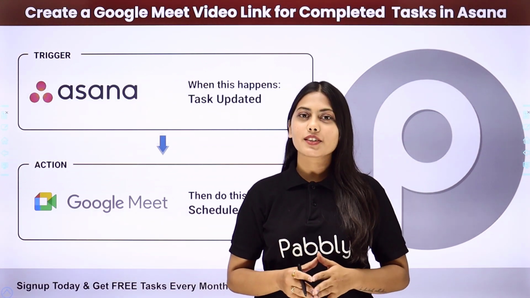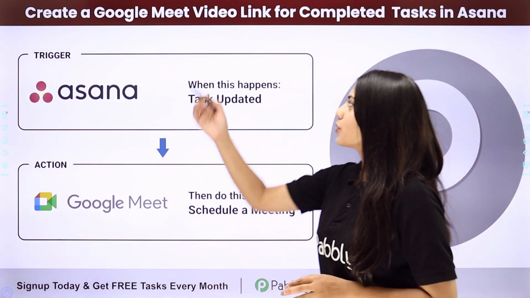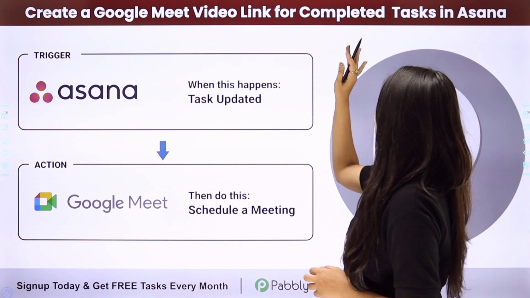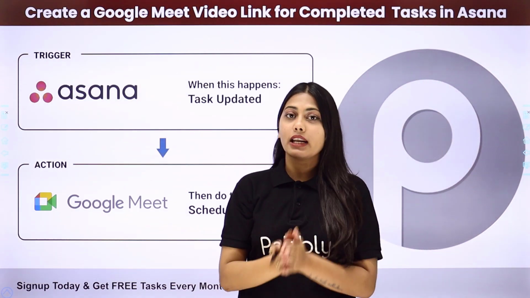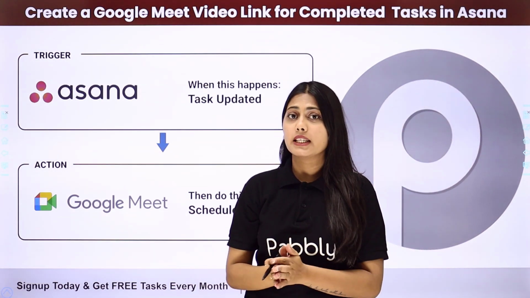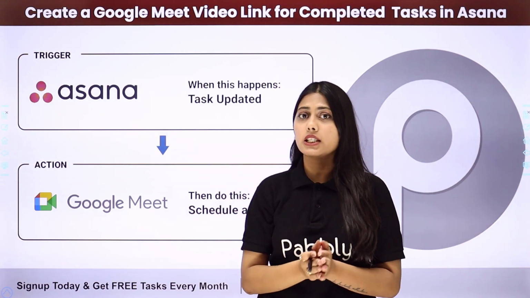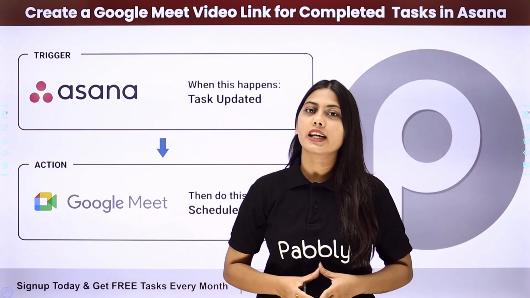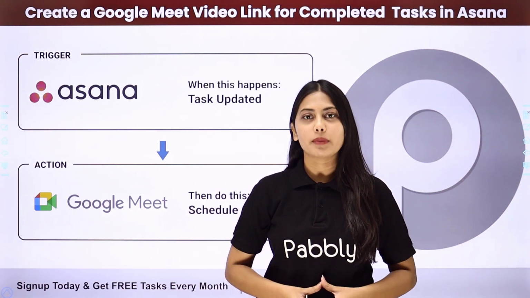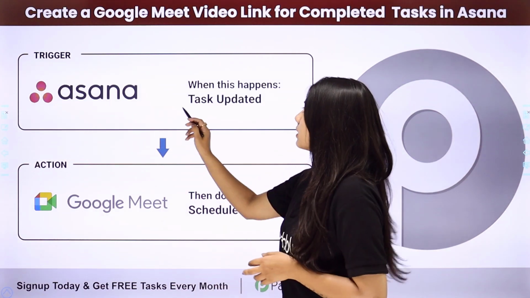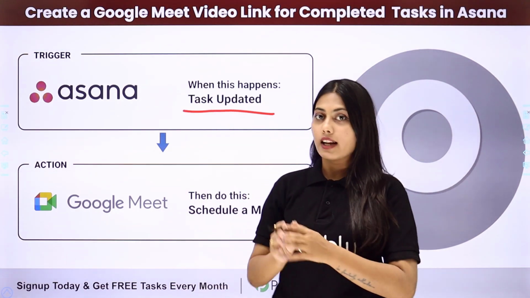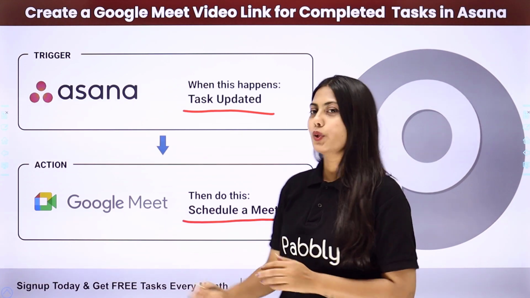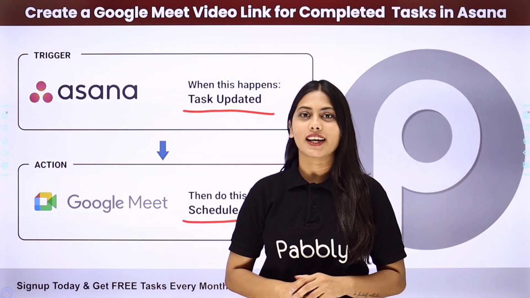Hello everyone, in this video we are going to learn how to create a Google Meet video link for completed task in Asana. So whenever a task is updated or completed in Asana, you want to schedule a meeting in Google Meet. So we can create an automation for the same with the help of Pabbly Connect, where our trigger will be the task updated in Asana and our action will be to schedule a meeting in Google Meet. Let us learn how to do that.